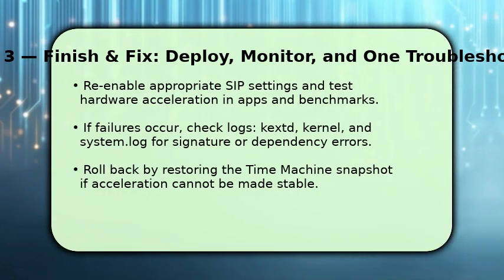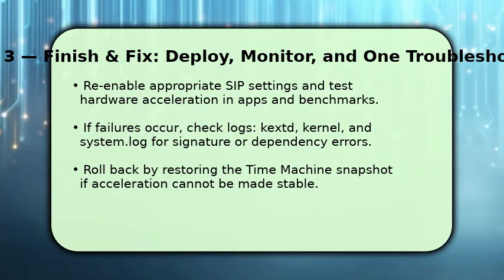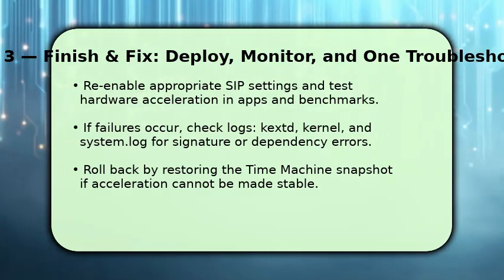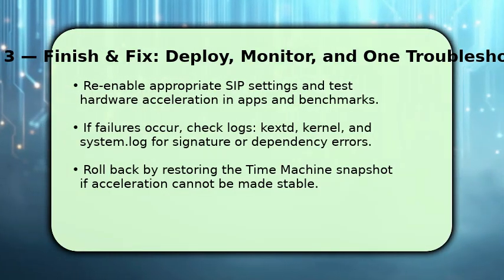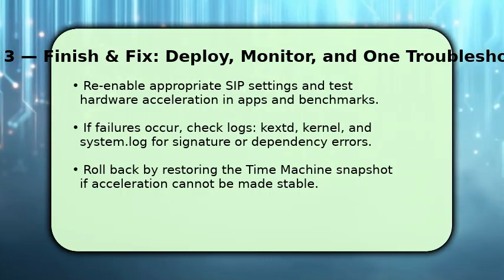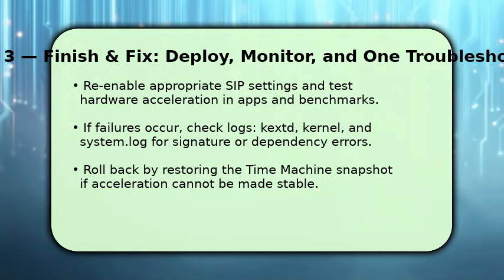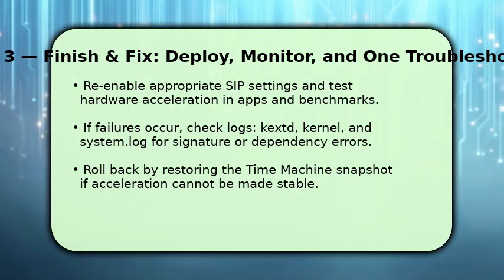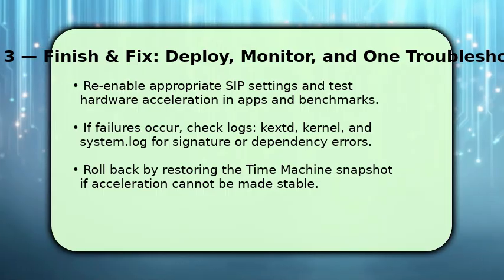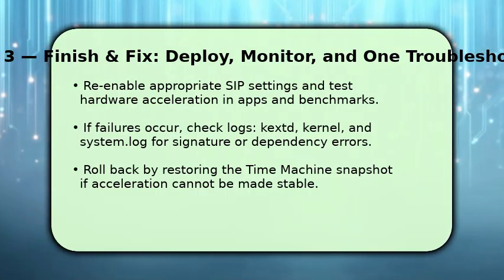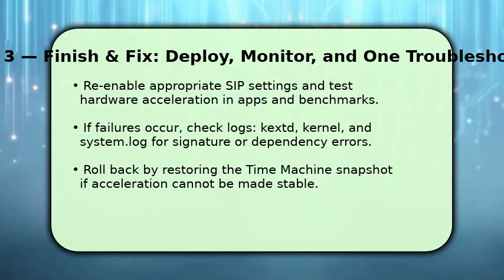If things fail, inspect kernel and system logs for signing errors or missing dependencies. Those tell you whether a kext was rejected or incompatible. Once done, tweak versions or revert to the backup if instability continues. If you revert, use the Time Machine snapshot to fully restore the original system and avoid partial breakage.